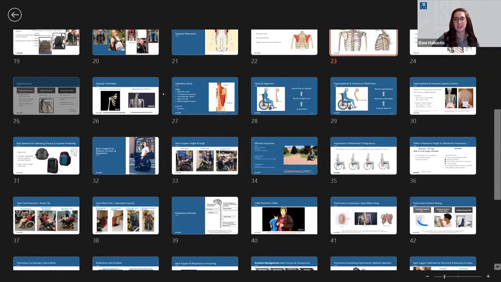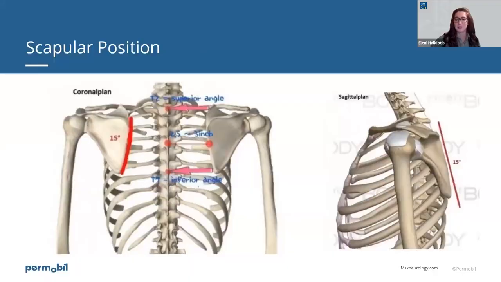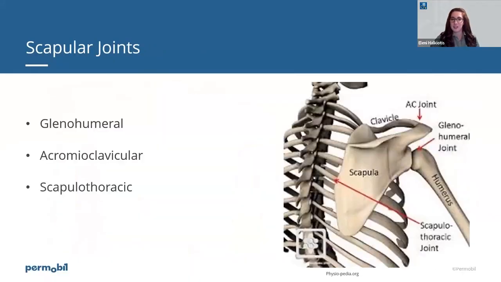the thoracic spine. And I'm not sure if Chuck or someone from IT can help with this. It keeps jumping around and I'm not sure why. But we'll keep going on.